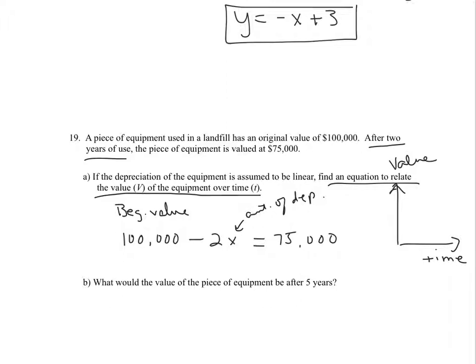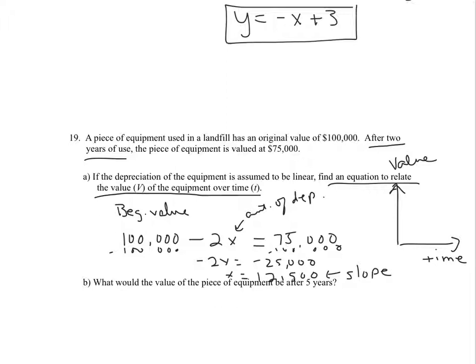Now, if I try to solve this, I can subtract 100,000 from each side, and I'm going to have a negative 2x equals a negative 25,000. And if I divide each side by 2, then I get x is, and actually I'm dividing by negative 2, so a negative divided by a negative would give me a positive 12,500. That would tell me what the amount of change is over time. That means I just found my slope.